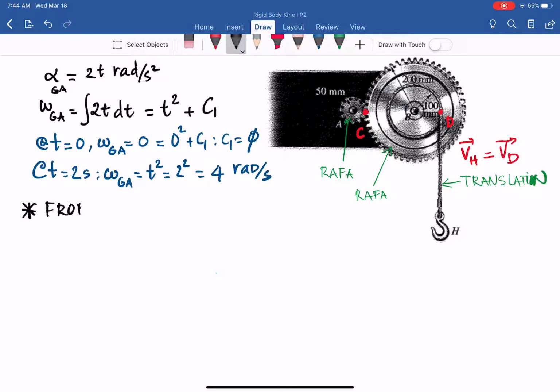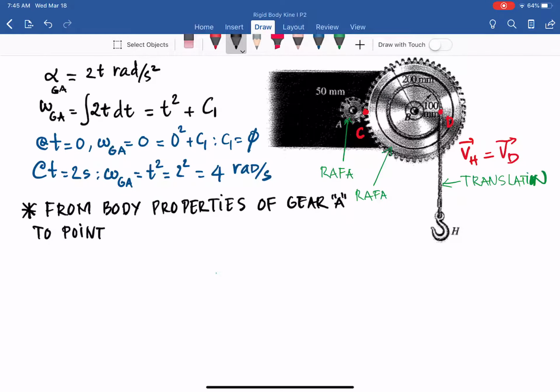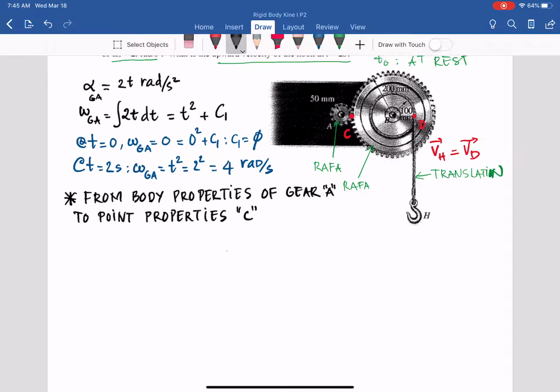from body property of gear A. So A here is the whole body based on this problem. To point property, and in this case the common point of the two bodies, point property C. So from body to point, how can we do that?